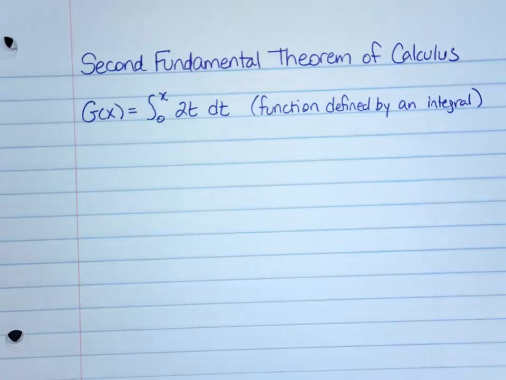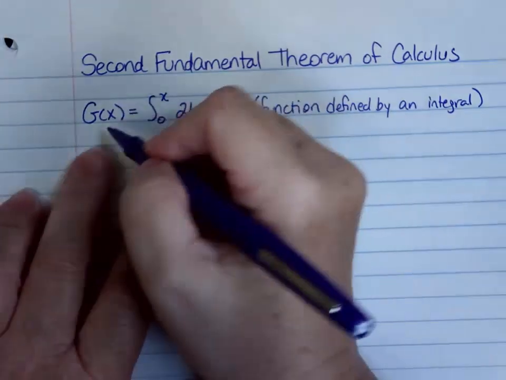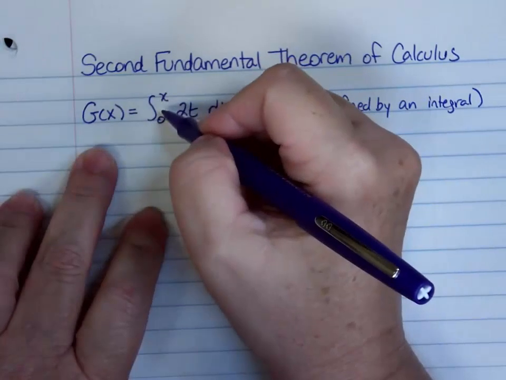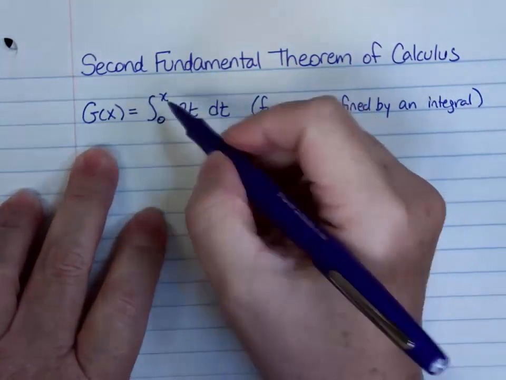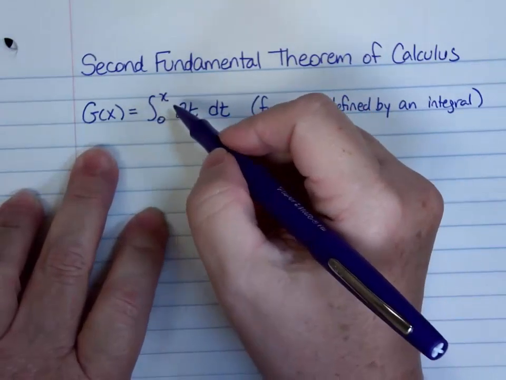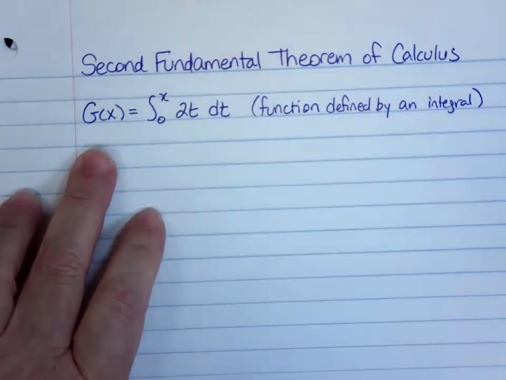Yes, ma'am? Why is the G of x instead of t? Because when we plug in values for x, they're going into the top of the integral, and then we're going to evaluate the integral that way. It has to be written this way because whatever you plug in for x goes up here and makes this a definite integral. Right now, this is not a definite integral because it has an x in the upper limit. It's the first time we've seen this before.